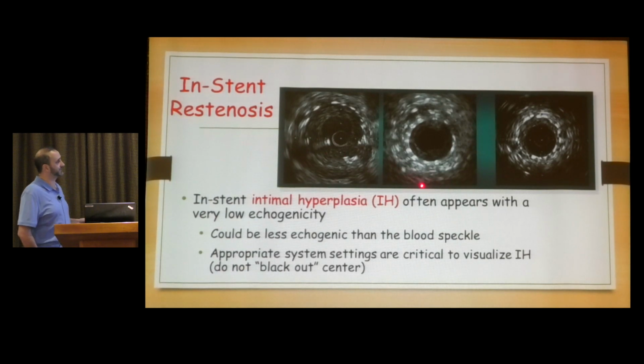In-stent stenosis. IVUS can give us the whole story about in-stent stenosis. As we can see, these are the struts of the stent here, and you can see there's a thick area between the lumen and the struts of the stent. This is intimal hyperplasia. This patient has a severe intimal hyperplasia.